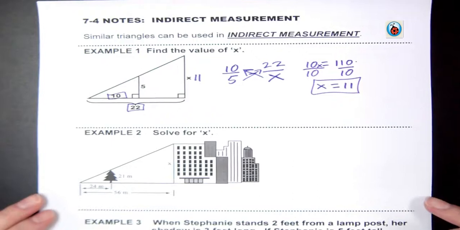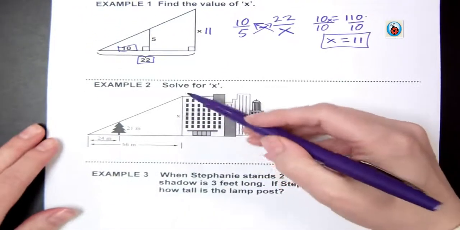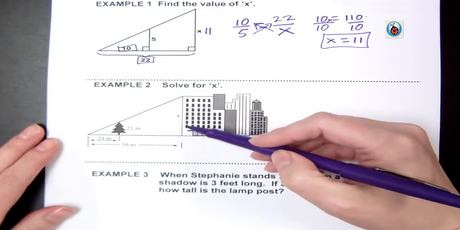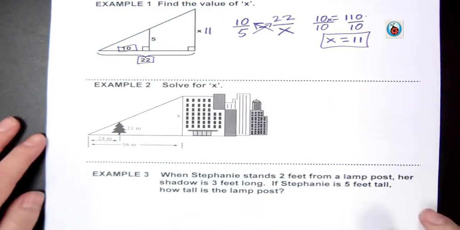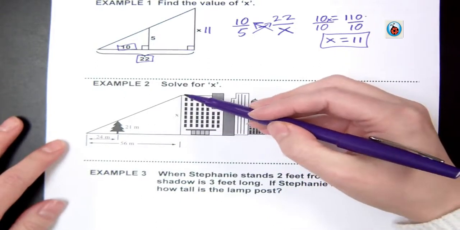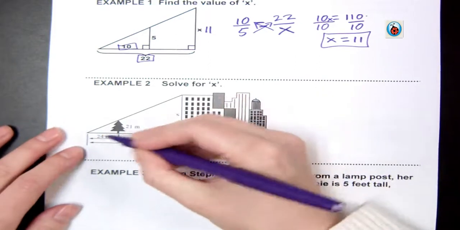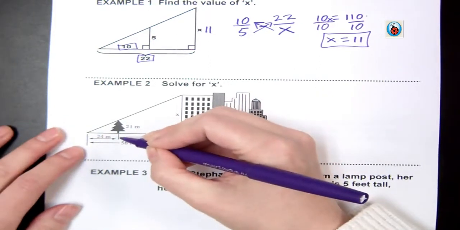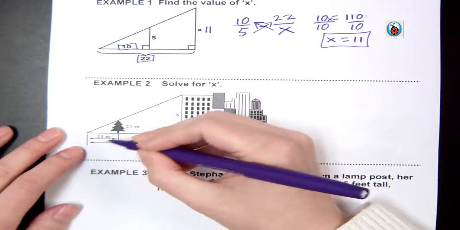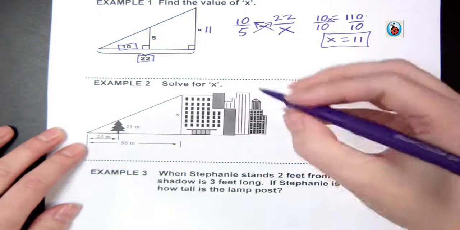Alright, example 2, they actually have a picture for me. Here we're trying to estimate the height of the building without getting up and trying to actually measure using ladders or a really long rope or something. And so we're looking at the ray of the sun coming down, hitting the tree. We know the shadow of the tree is 24 meters long, the tree is 21 meters high, the shadow goes 56 meters, and so we're trying to estimate the height of the building.